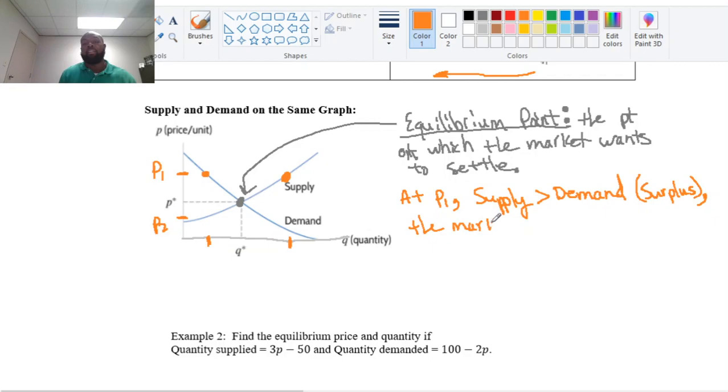the market will force prices down, all right? And this will happen when supply is greater than demand, all right?